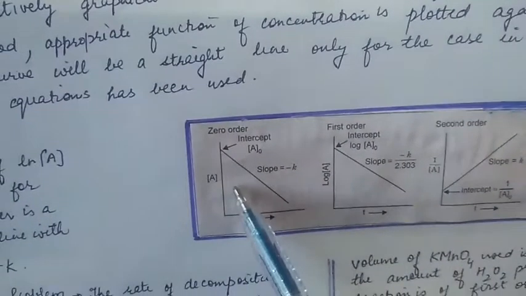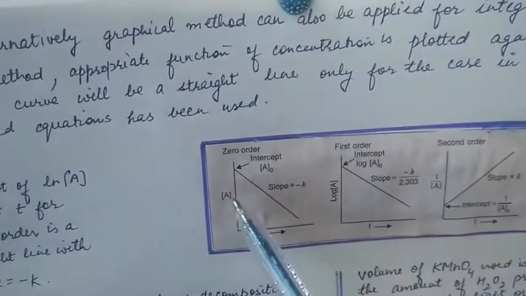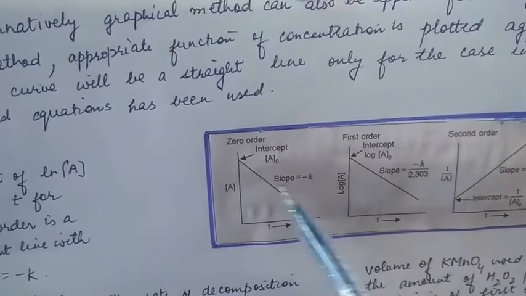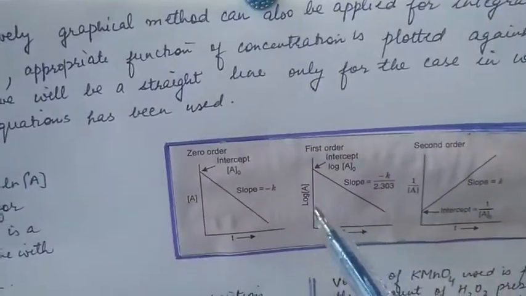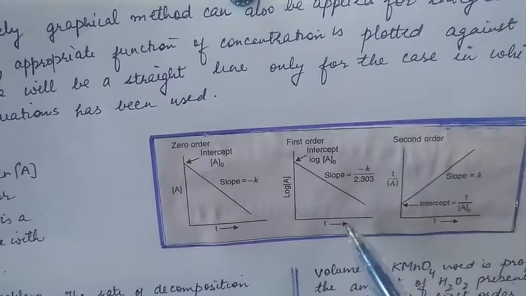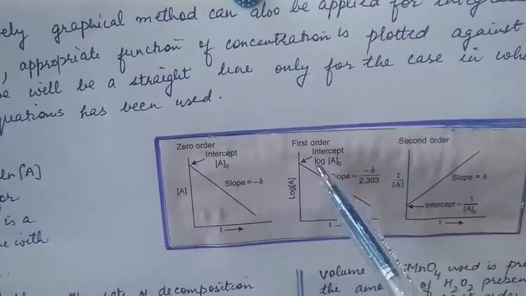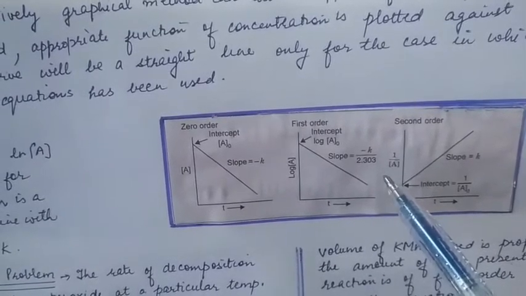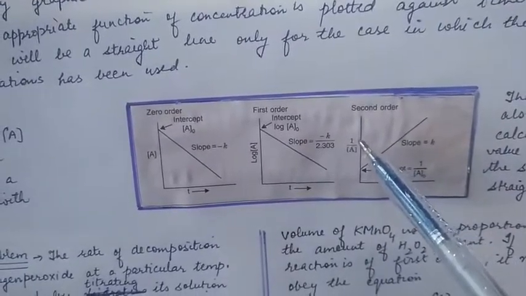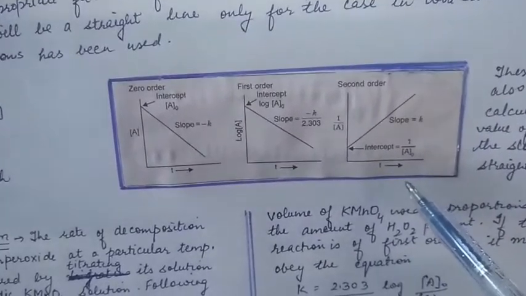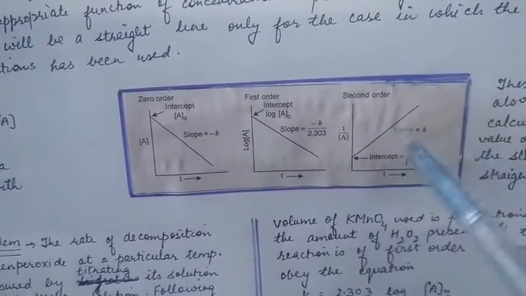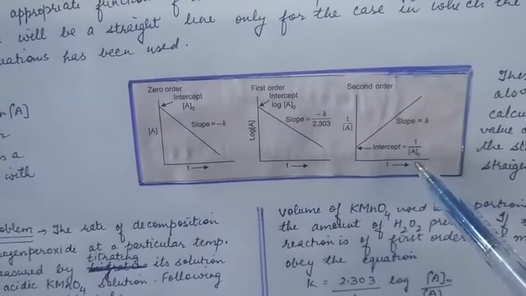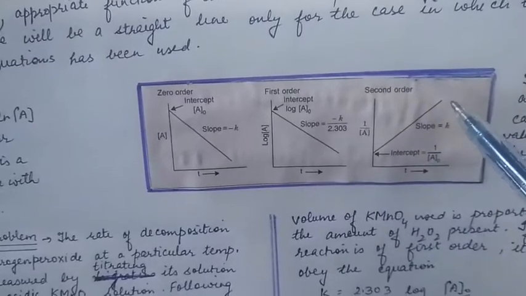So here we see that for a zero order reaction, A versus t, you get a line. The intercept gives you the value of A naught and the slope is minus k. For log A versus t, for a first order reaction, the intercept will be log A naught, and the slope will be minus k upon 2.303. And for second order, you plot 1 upon A versus t, the slope of the line will give you the value of k, and the intercept will give you 1 upon A naught.